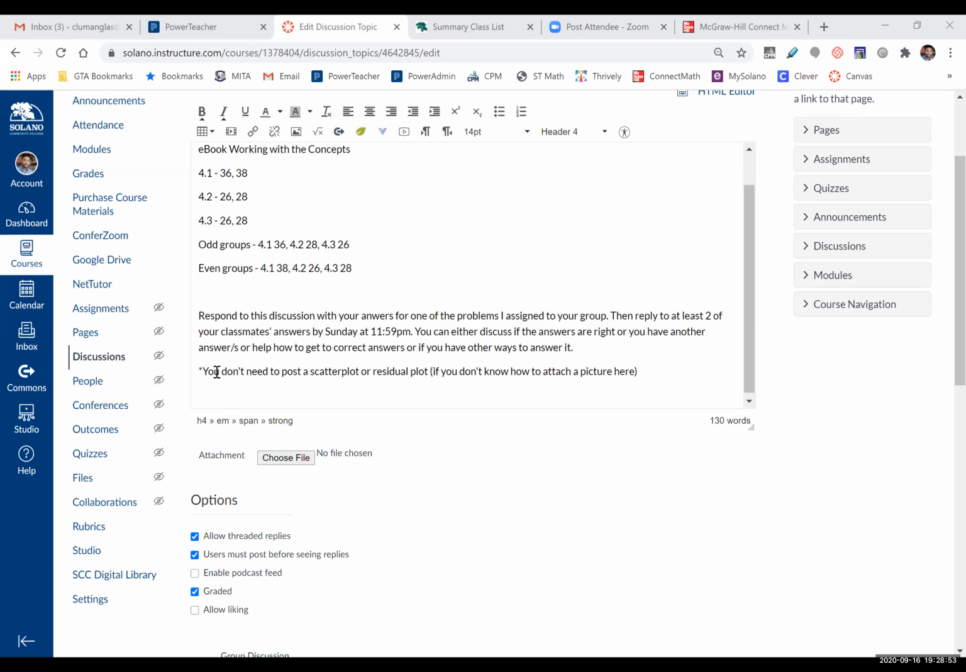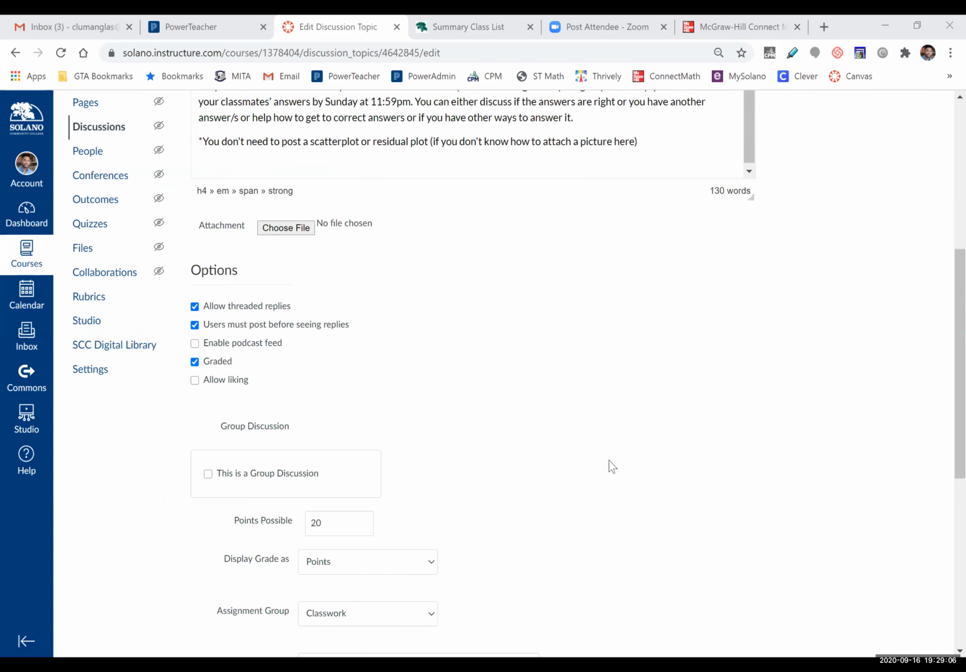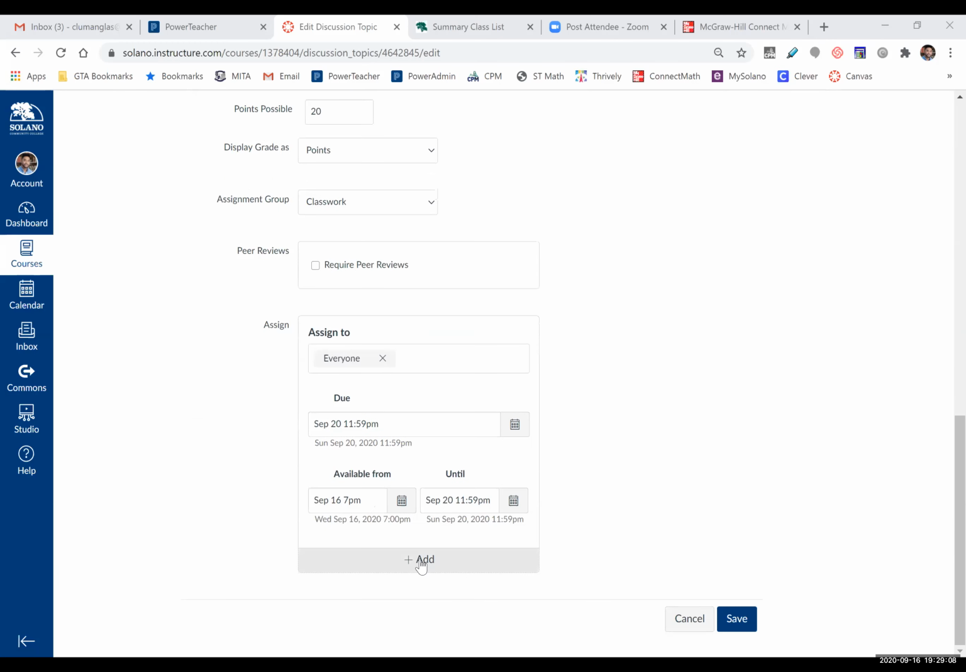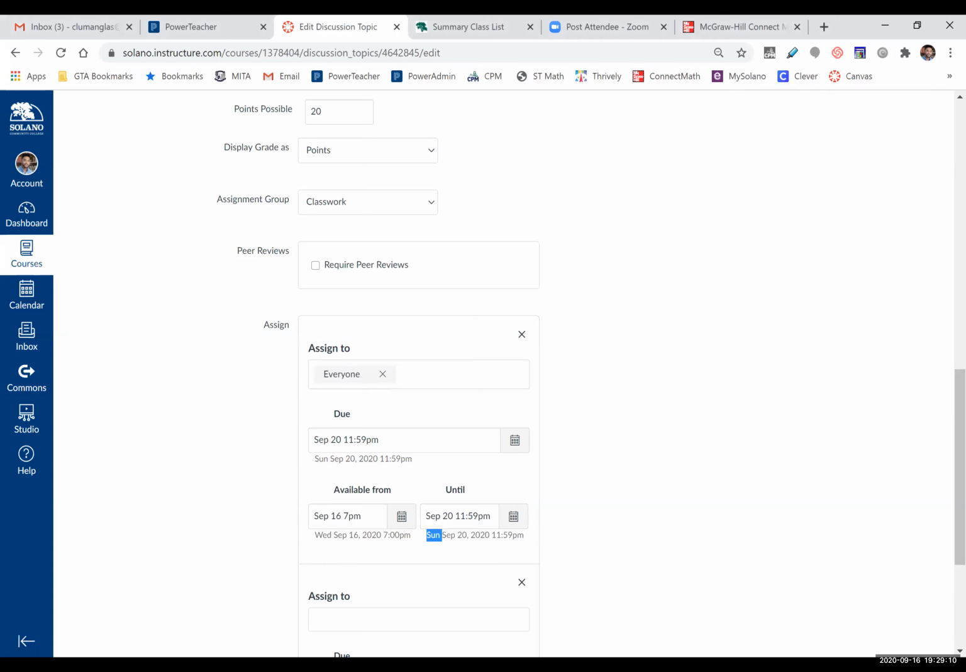If you see a question that needs a scatter plot, don't do it, because I don't want you to spend a lot of time taking a screenshot and attaching it. Okay, sounds good? All right, I'm gonna send you to a breakout room now.